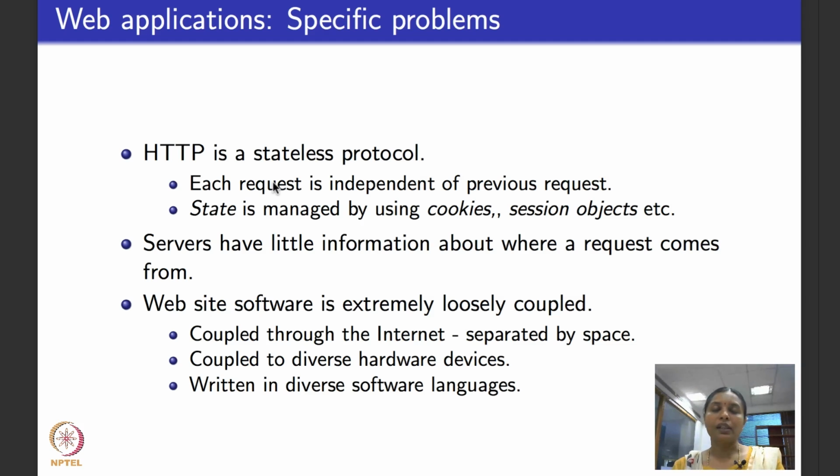Web software, as we discussed earlier, is extremely loosely coupled, right? Extremely loosely. There is importance to that word. Why? There is something called tightly coupled and loosely coupled. Here, I add one more qualifying adjective. I say it's extremely loosely coupled. Why is that so? Because it's coupled through the internet, which means what? The software is physically separated in space. It doesn't reside in one entity. It doesn't reside within one server. It's also coupled to diverse hardware devices. It could be anywhere, in any part of the world. And as I told you, it's written using diverse technologies and a diverse set of software languages.